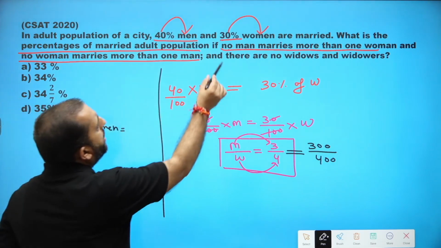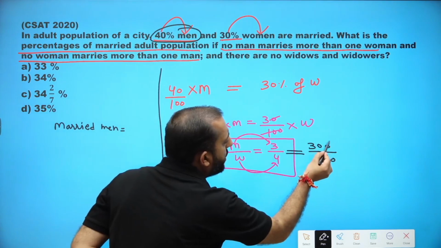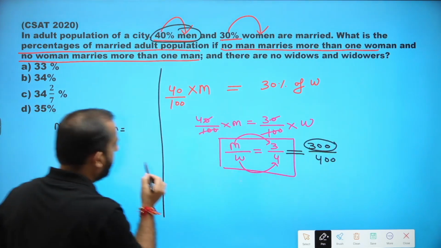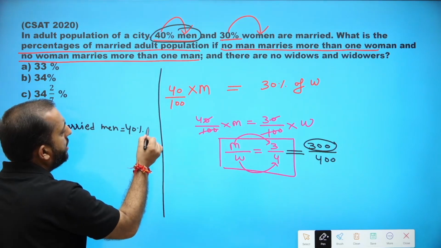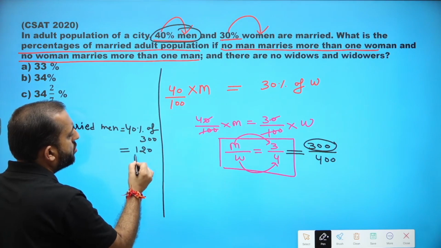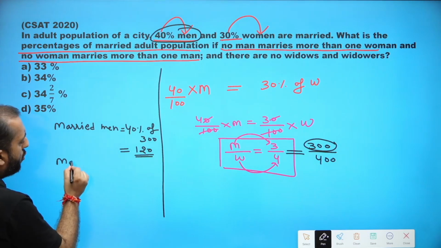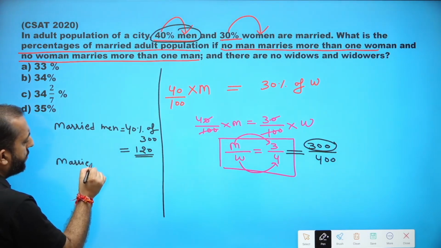We know that married men are 40% of total men. How many men are there? 300 men are there. So 40% of 300 is what? 120. So how many men are married? 120 men are married. Now let's talk about how many women are married.